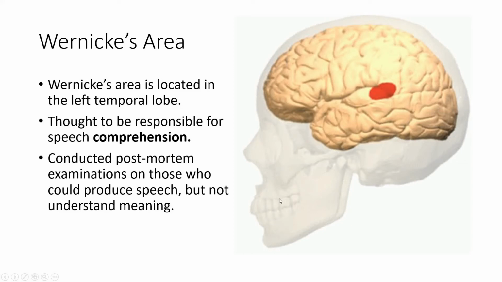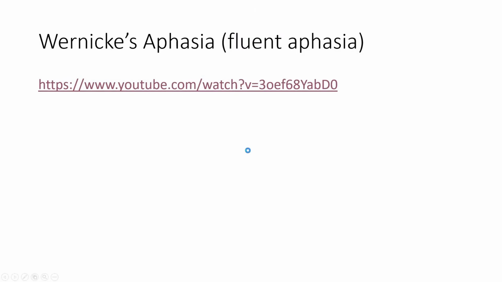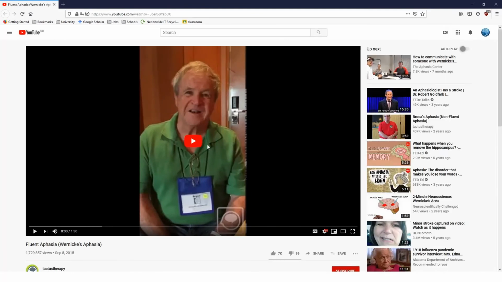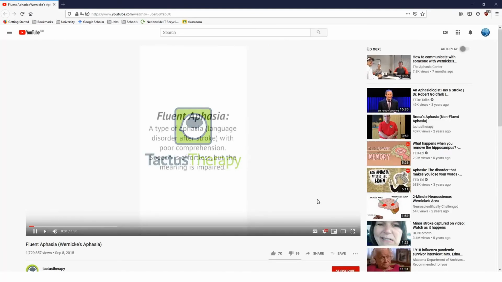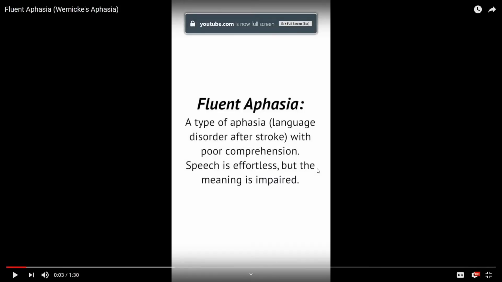So once again, Wernicke carried out post-mortem examinations on people who showed symptoms of what he called Wernicke's aphasia. So people who could produce speech fluidly, but it didn't have any real meaning behind it. It was nonsense. So Wernicke's aphasia, as I said, is a similar type of thing. However, instead of an inability to produce speech organically, it's now an inability to understand the meanings behind speech. But the best way to understand what I mean by that is to observe this person who is showing fluent aphasia or Wernicke's aphasia.